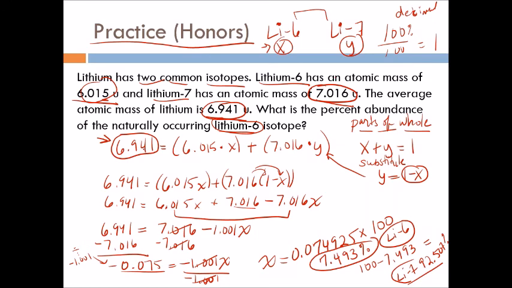Because 6.94, that's almost 7. So doesn't it make sense that the lithium 7 would have the higher percent abundance? And it's in the 90s. So you can look at your numbers also and with some number sense go, yeah, that definitely fits. It would be closer to lithium 7 because lithium 7 has a much higher percentage of the weight in the weighted average.